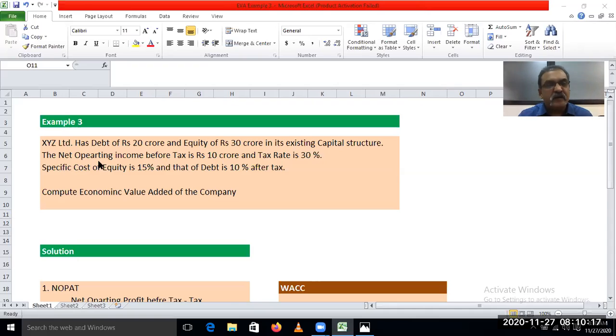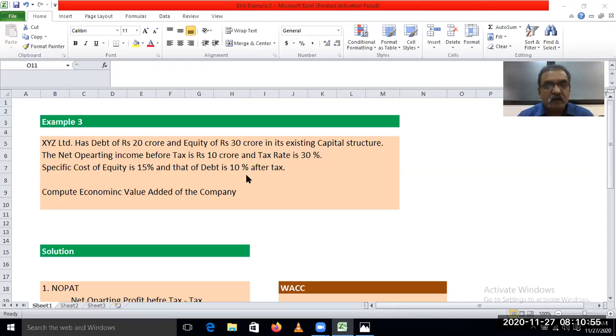Then the net operating income before tax is 10 crore. Now here, this is a small change. Net operating income before tax is given to us and tax rate is given separately. What we want for calculating EVA is net operating income after tax. So even though income before tax is given, when the tax rate is available, easily we can calculate net operating income after tax. Then specific cost of equity is given as 15% and that of debt is 10%.